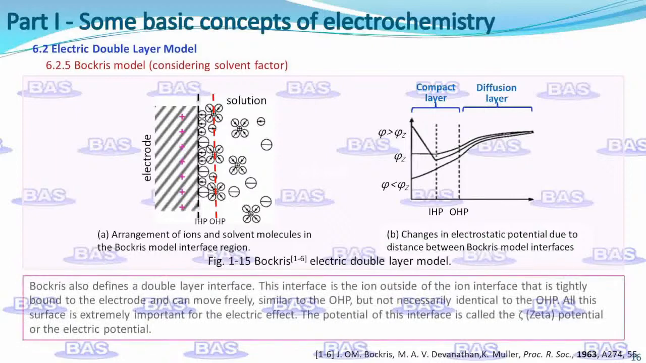Bockris also defines an interface plane. This interface plane allows free movement of the ion except for the ion at the interface plane, which is tightly attached to the electrode and approximates the outer Helmholtz surface, but does not necessarily perfectly match the outer Helmholtz plane. This is a very important interface plane for the electrical potential. The potential of this surface is called the zeta potential, or electrokinetic potential.